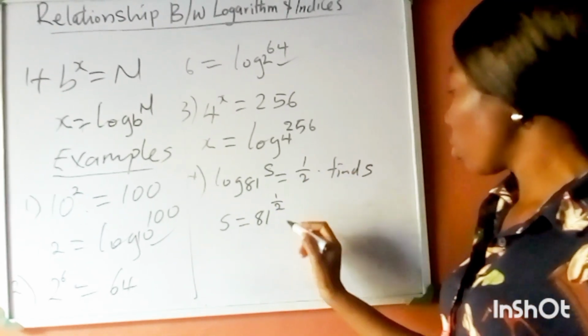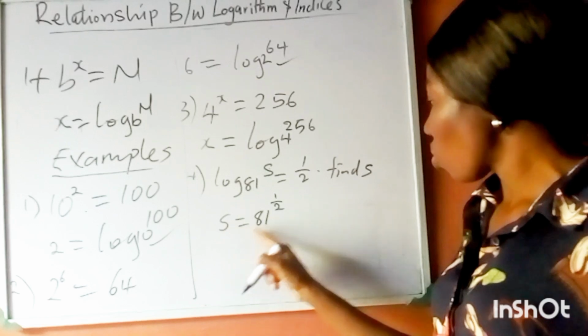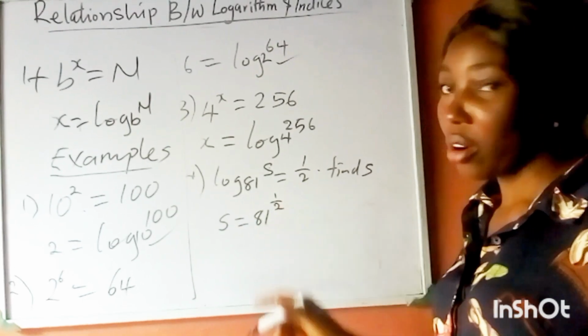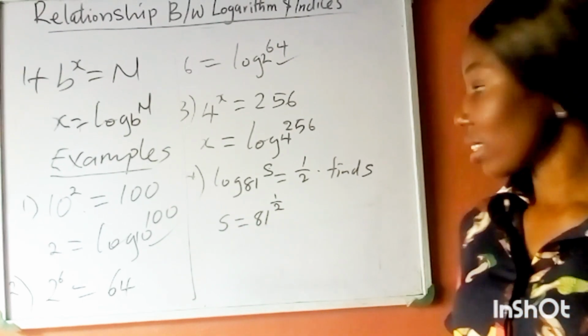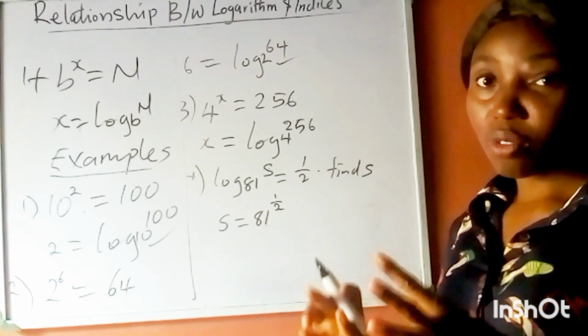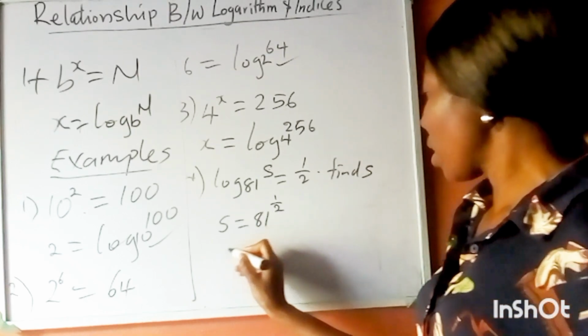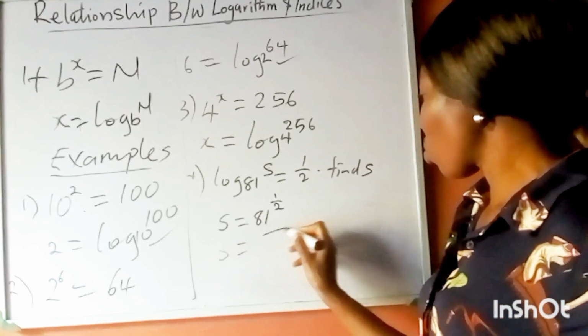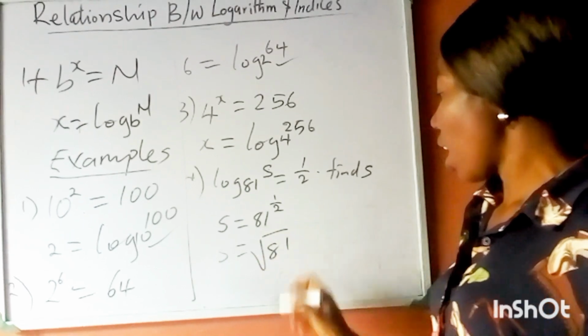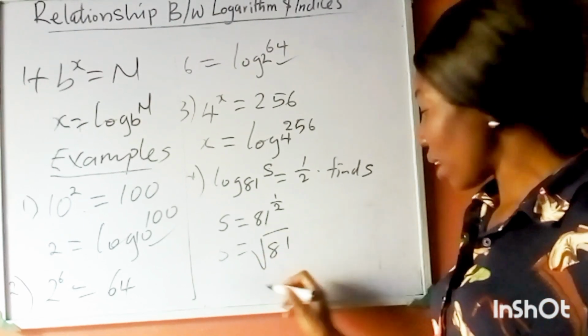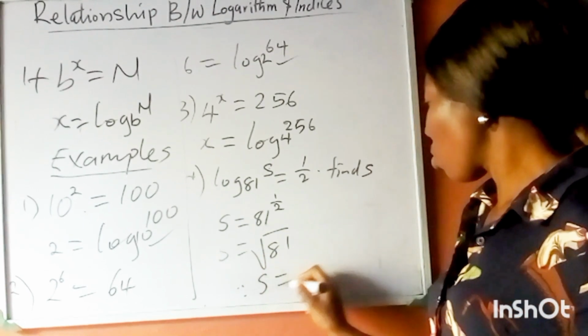So we have that s equals 81 raised to the power of half, and we all know that any number raised to the power of half is a square root. So we have that s equals square root of 81, and the square root of 81 is 9. Therefore, s equals 9.